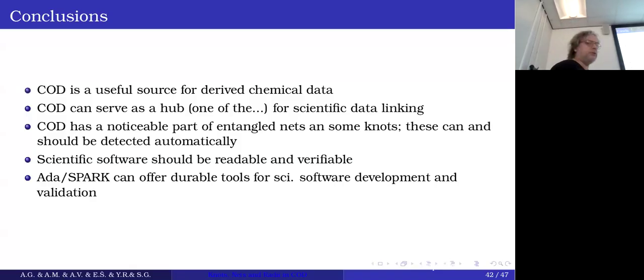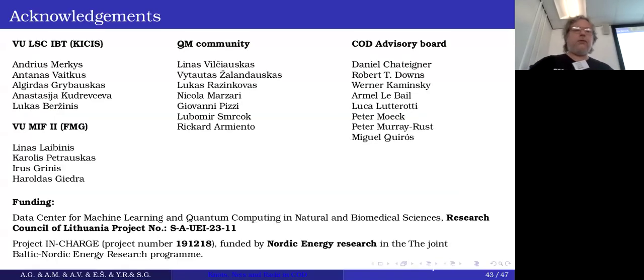So to conclude, I think we've seen COD is a useful resource for direct chemical data. You are welcome to use it as well. It can serve as a hub of linked data and derived data. And it has a noticeable part of entangled nets. Not so many knots, but we don't know exactly how many. And this can and should be detected automatically. And then my last pet conclusions are scientific software should be readable, should be verifiable, and one of the tools is Ada and Spark. And I thank you for your attention.